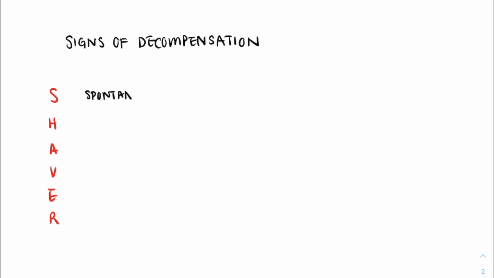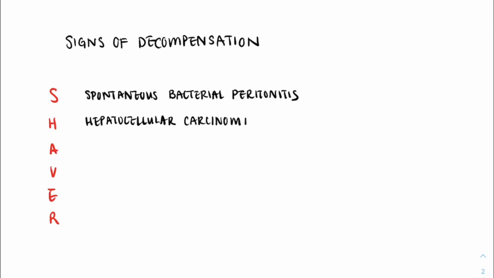Another way to evaluate the severity of cirrhosis is to look for clinical signs of decompensation. I use the SHAVER acronym in order to help me remember. S stands for spontaneous bacterial peritonitis, or commonly known as SBP. H stands for hepatocellular carcinoma, which we look for every 6 months on ultrasound. A stands for refractory ascites, or ascites despite optimal and maximum diuretic therapy. V stands for variceal bleeding.